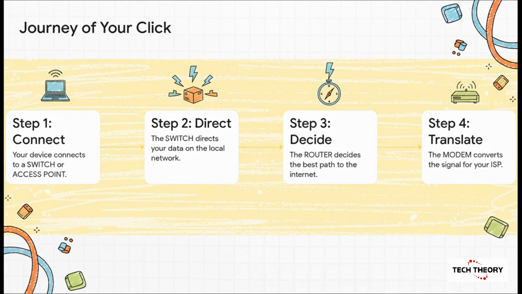Step 1, you connect, either with a wire to a switch or wirelessly to an access point. Step 2, the switch smartly directs your click across your local network. Step 3, the router looks at the destination and decides the best path to send it out onto the internet. And Step 4, the modem translates the signal for your ISP to handle. It's this beautiful, high-speed relay race happening millions of times a second.